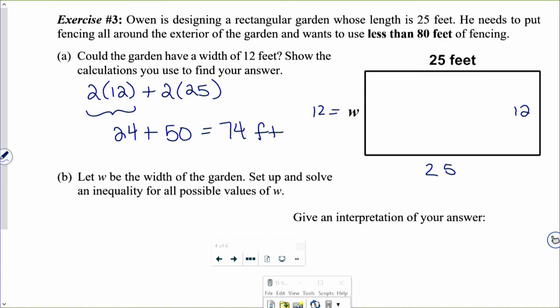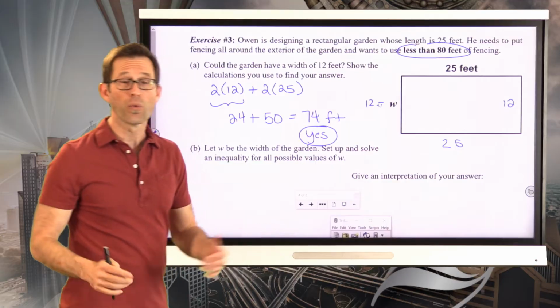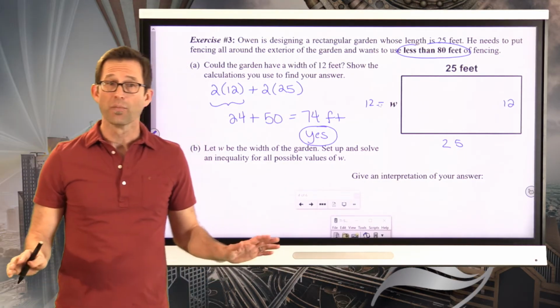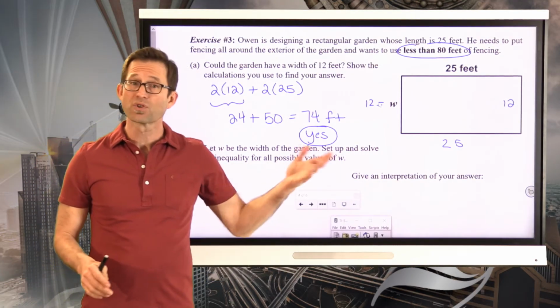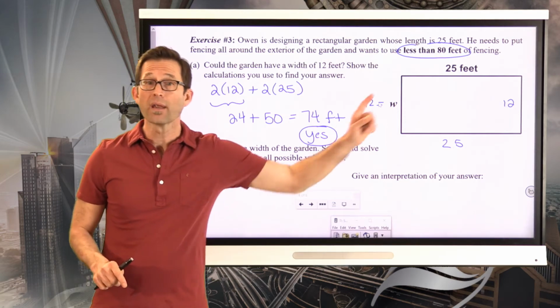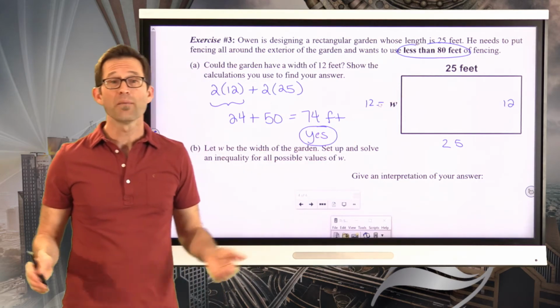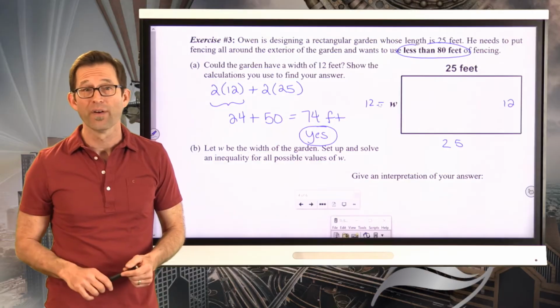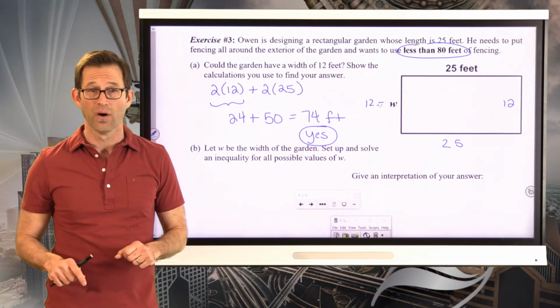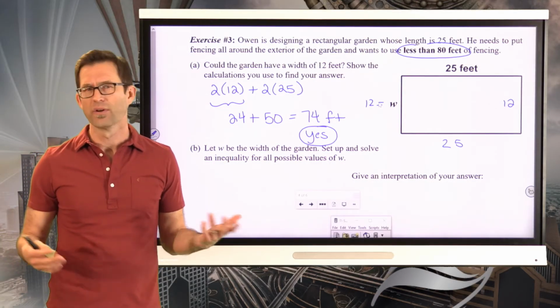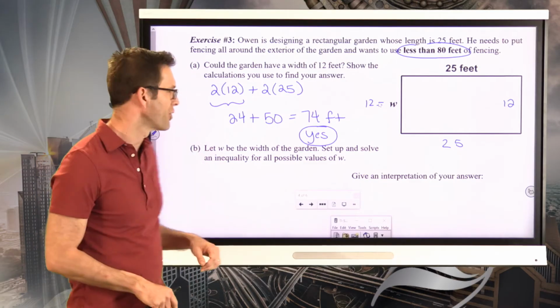And we want to use less than 80 feet of fencing, so sure, yes. The width could be 12 feet. It could be a lot of other answers as well, but it could certainly be 12 feet because we end up using less than 80 feet. And who knows, maybe we went out and got a roll of fencing that was exactly 80 feet long, in which case it would probably be less than or equal to 80 feet, but whatever.